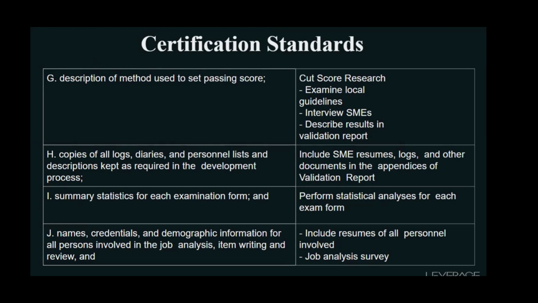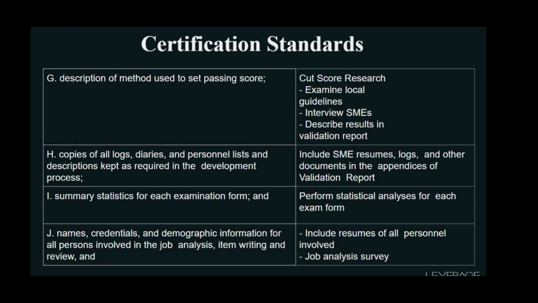So then the next one says summary statistics for each examination form. Again, these things for us would be a part of your validation report. Some folks might submit the material or information differently, but this would all be wrapped up in the validation report. Your item level analysis, your test level analysis, any statistical analysis that's performed on the examination, as well as a summary, is going to be in that annual report.